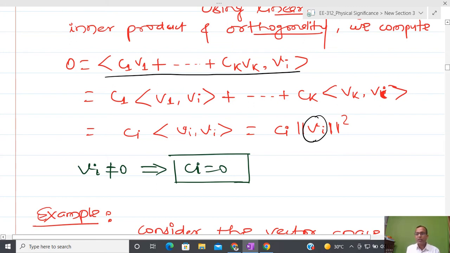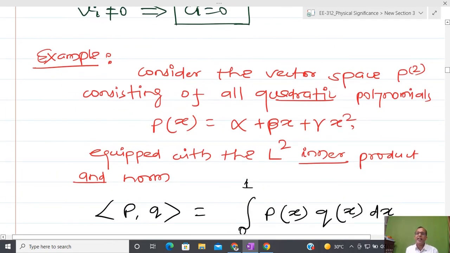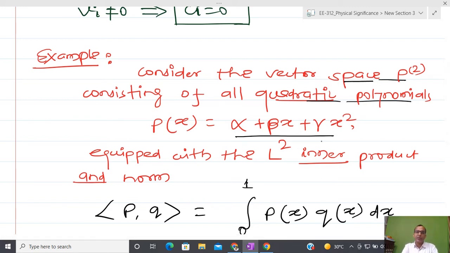Okay, now I have taken some kind of vector space, and the vector space is P2. What is the meaning of the vector space P2? I am saying that each element inside this vector space is of the form of a quadratic polynomial, so each element of this space can be represented like this. And after that, since I am going to talk about orthogonality, first I have to define some kind of inner product.